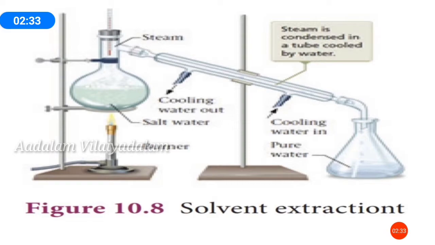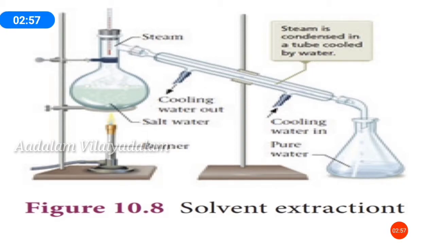So the vapors from the boiled water on cooling condense into pure drinking water. This pure water is known as distillate, and this distillate is collected in a beaker. The salt is left behind in the flask as a residue. By this method, the sea water is converted into drinking water.